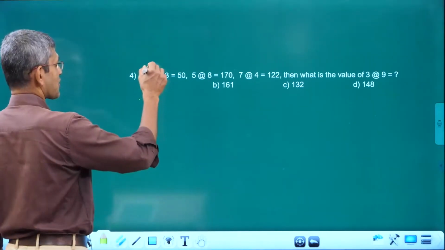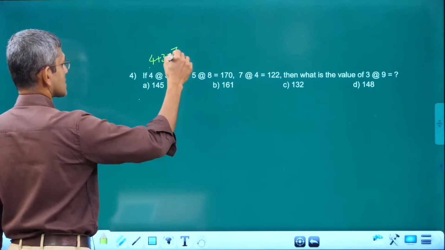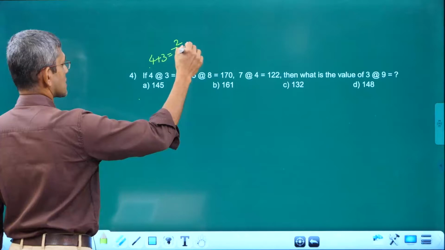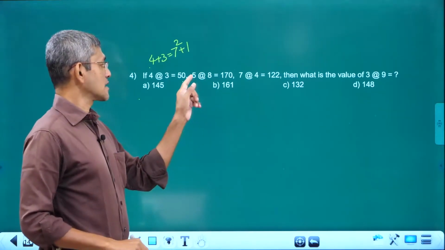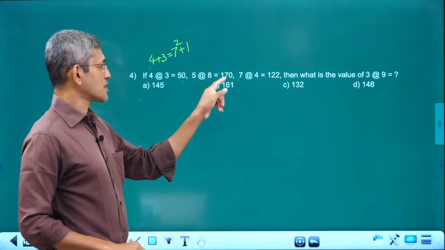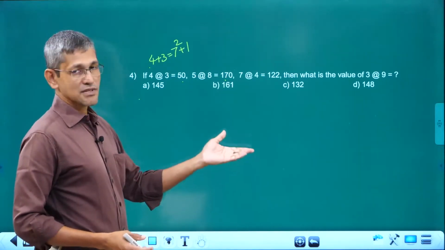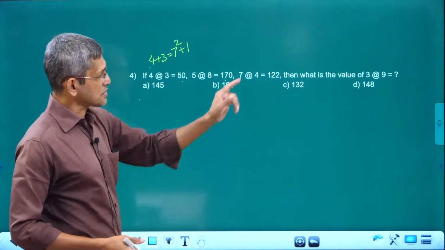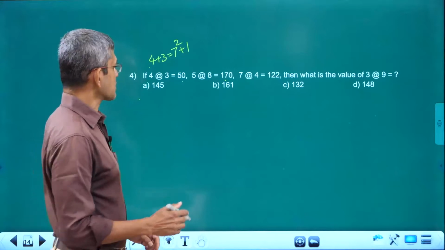Okay, so here 4 plus 3. 4 plus 3 is equal to 7. That's 7 square plus 1. That is 50. Now this is 5. 5 plus 8 is 13. 13 square 169 plus 1 is 170. 7 plus 4 is 11. 11 square 121 plus 1. So 3 plus 9 is 12. 12 square 144 plus 1 is 145.